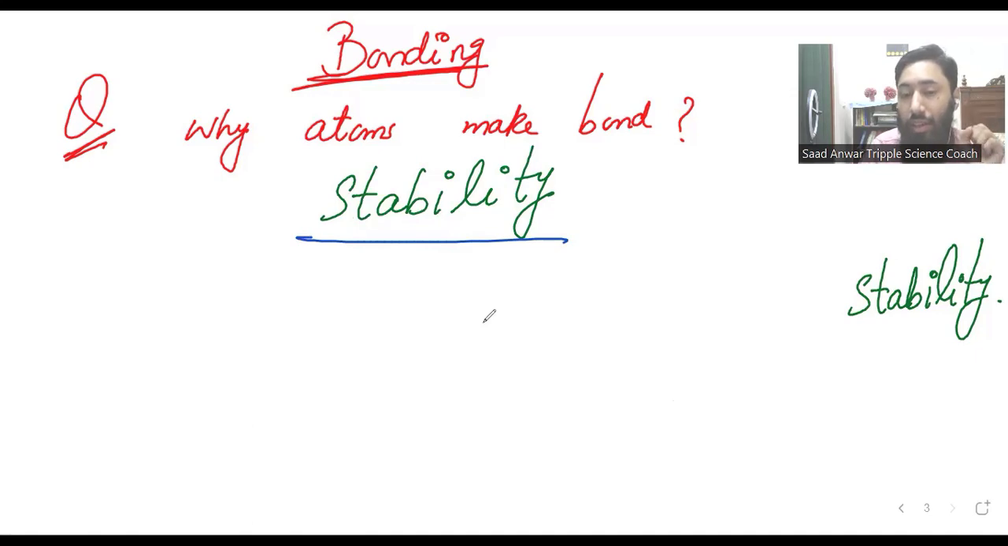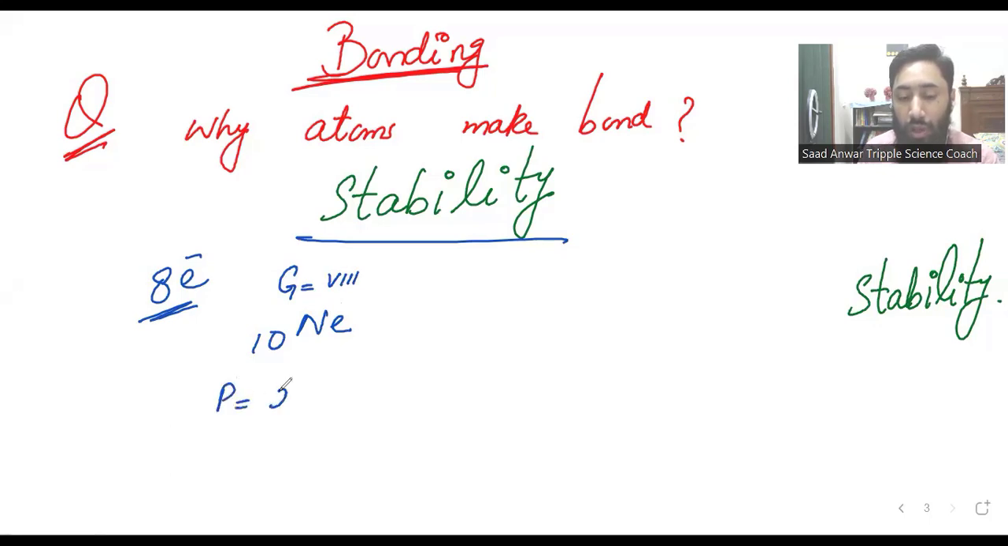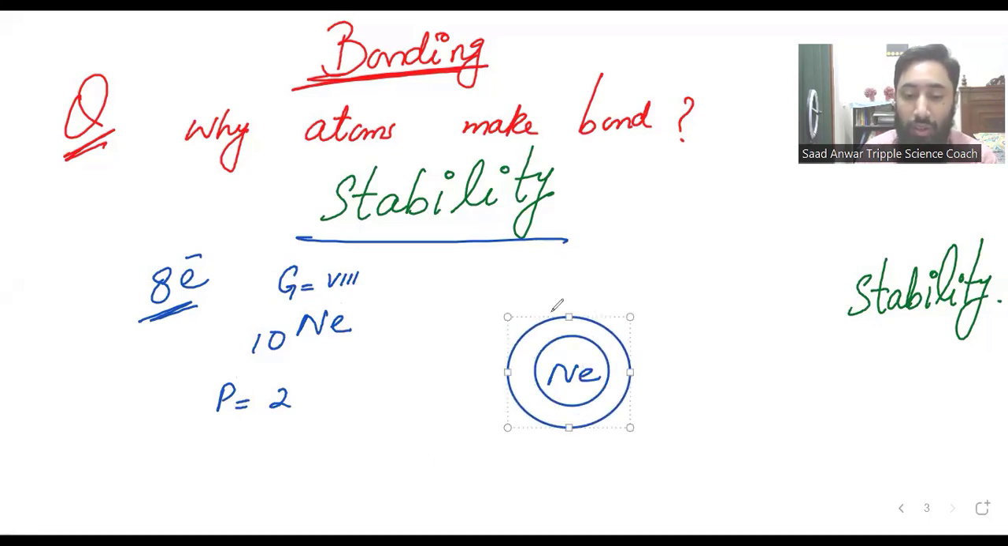Scientists have observed one thing, that those atoms that have 8 electrons in their outermost shell are by default stable. We can say they are naturally stable. For example, neon: the atomic number of neon is 10, the group number is 8, and the period number is 2. If I arrange the electrons for neon, I need to put 8 electrons in the outermost shell because the group number of neon is 8. Neon has 10 electrons in total, so I will put 2 electrons in the first shell. Remember guys, those atoms that have 8 electrons in their outermost shell are stable.